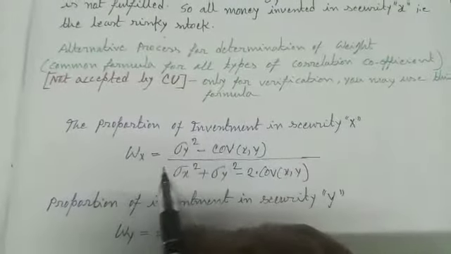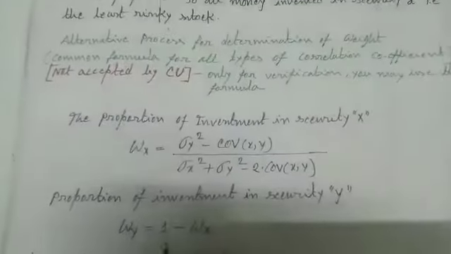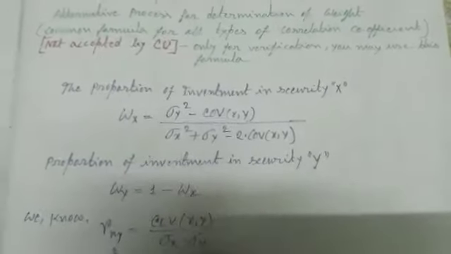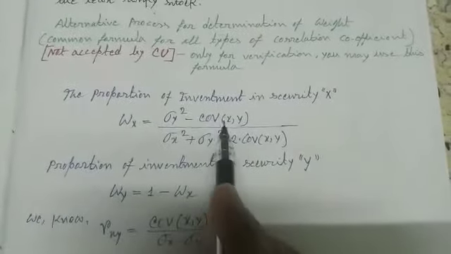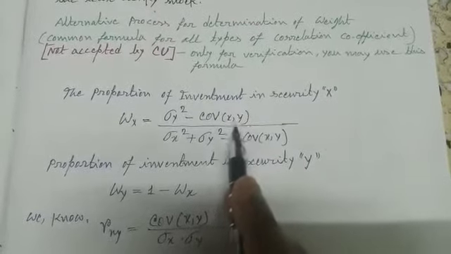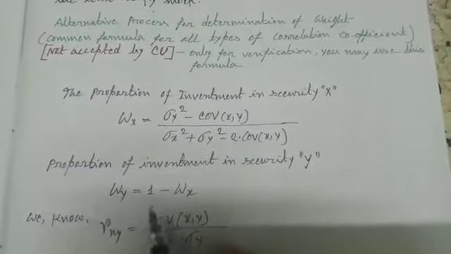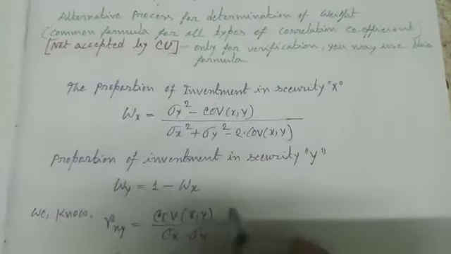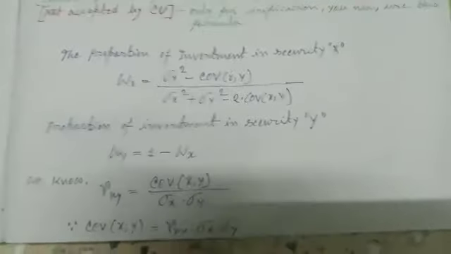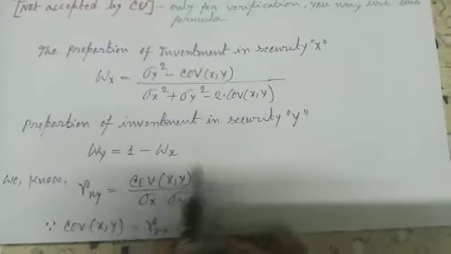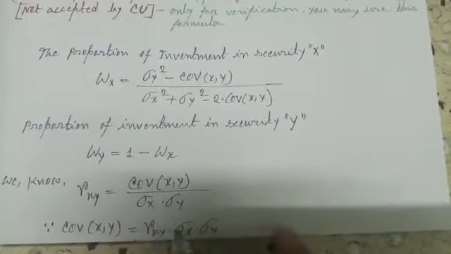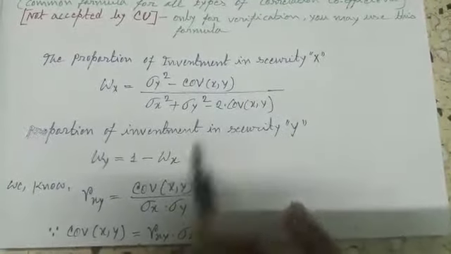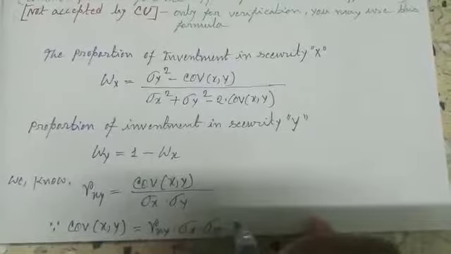Now, after determining the weight of security X, we can easily find the weight of security Y by applying the formula 1 minus Wx. Now, here cov xy is to be calculated first. We know that the correlation coefficient Rxy is equal to cov xy divided by sigma x into sigma y. So, by rearranging this, we have cov xy equal to Rxy into sigma x into sigma y. So, in place of cov xy, here we can write Rxy into sigma x into sigma y.